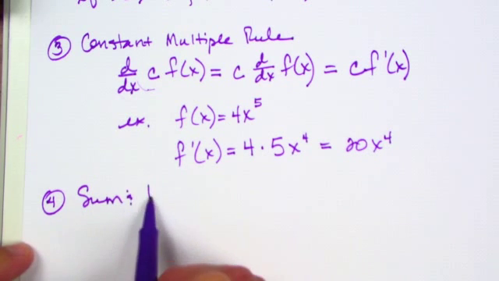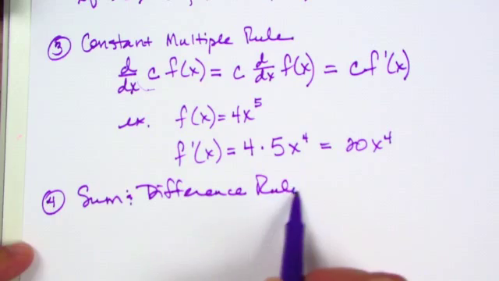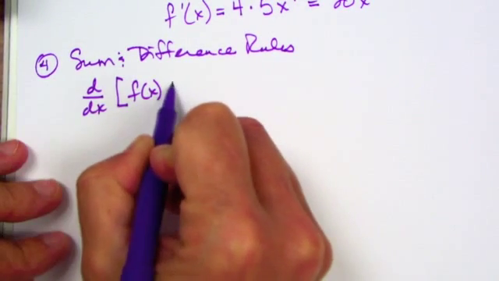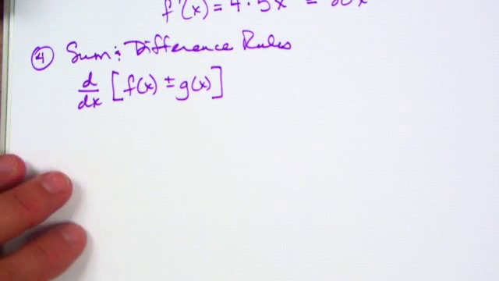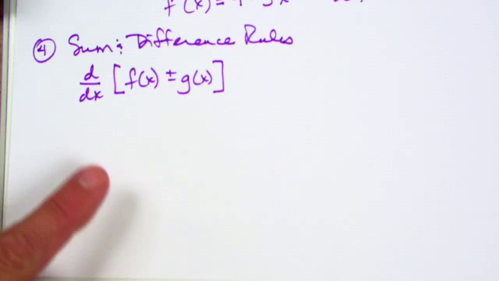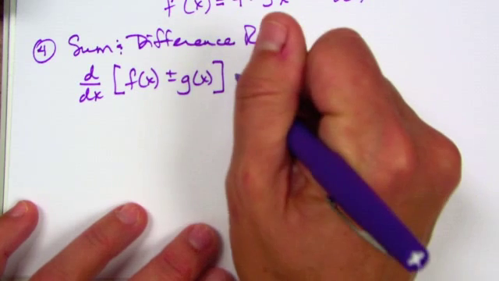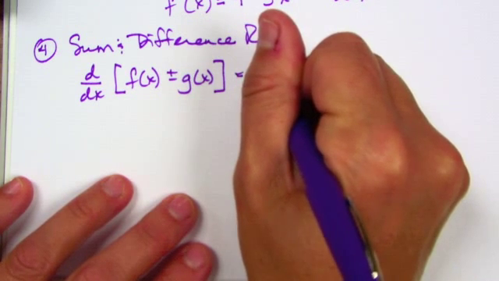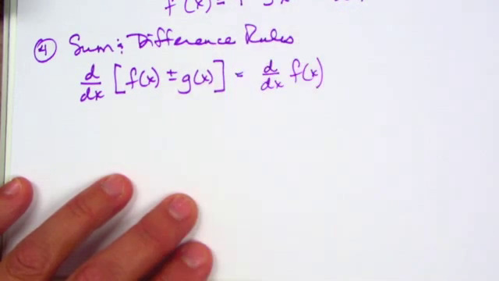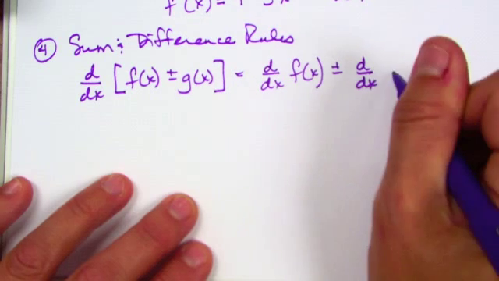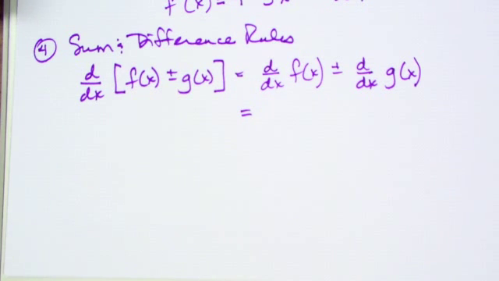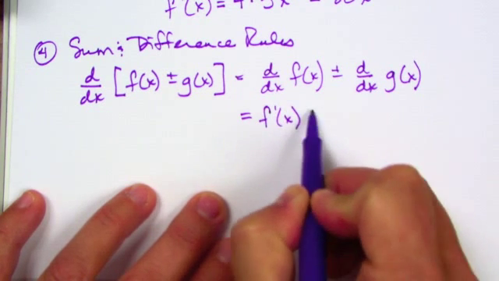Okay, let's talk about sum and difference rules. So if I'm supposed to take the derivative of f of x plus or minus g of x, if you had to take a guess, what do you think I get to do? I get to take the derivative of each one, right? So tell me what you think I would write. Derivative of f of x, d dx f of x plus or minus d dx of g of x, right? And then you can go ahead and take those derivatives, and what do you get? F prime of x. Yep.